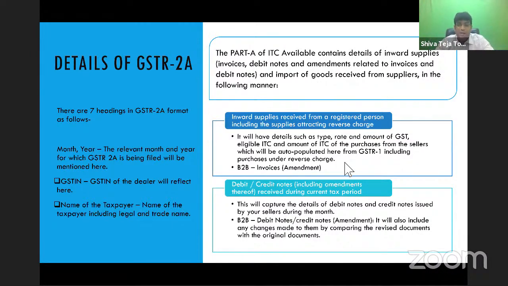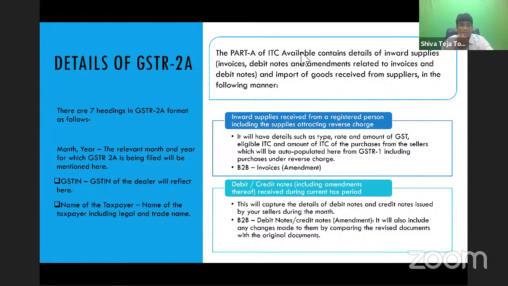Next line, B2B invoice amendment. Then debit note, credit note. This will capture the details of credit note and debit note. By credit note, credit is not increasing, credit is coming down for recipient. This will capture the details of debit note, credit note issued by the seller during the month. Next line you see, B2B debit note, credit note amendment. It will also include any changes made to them by comparing the revised documents with original documents.